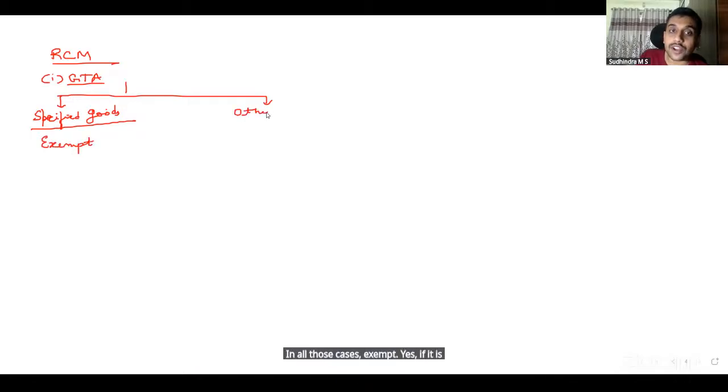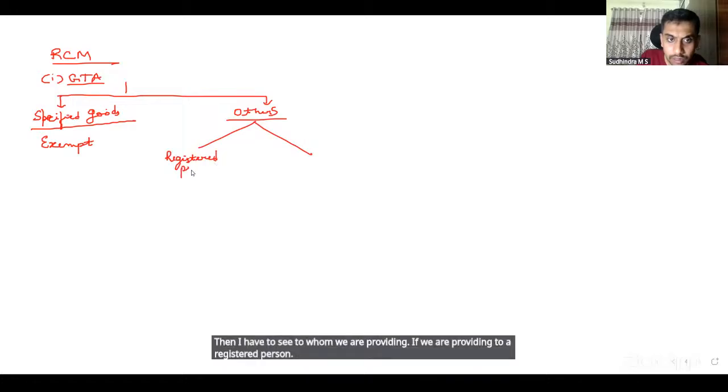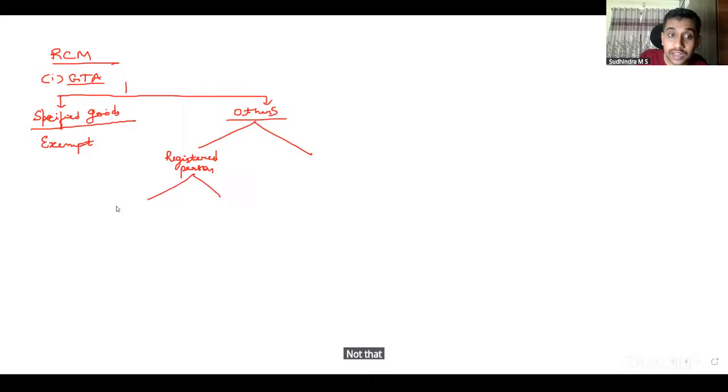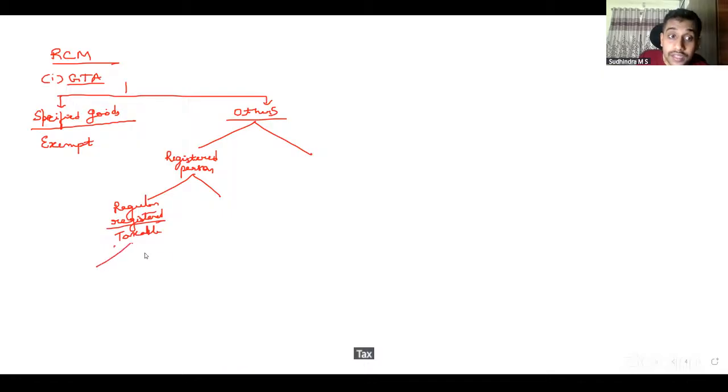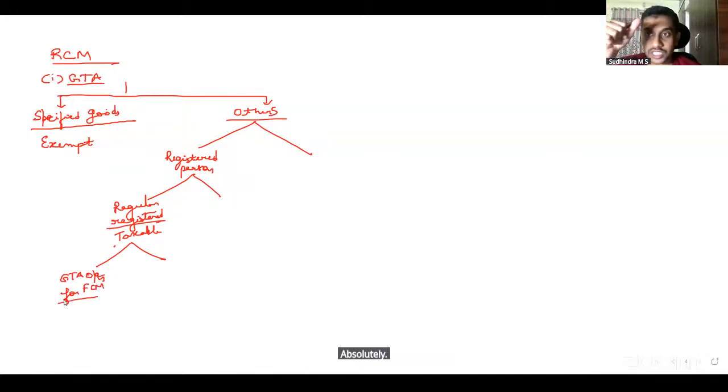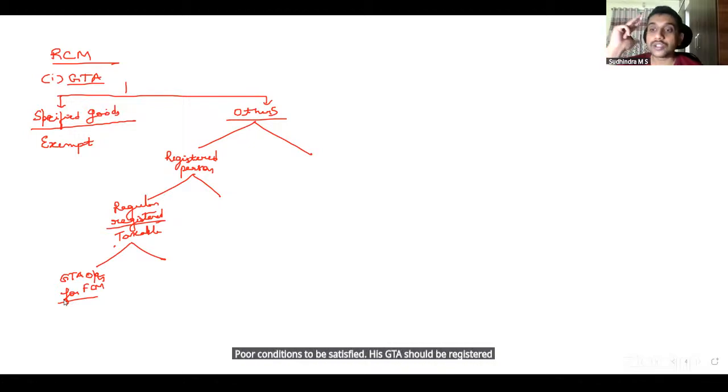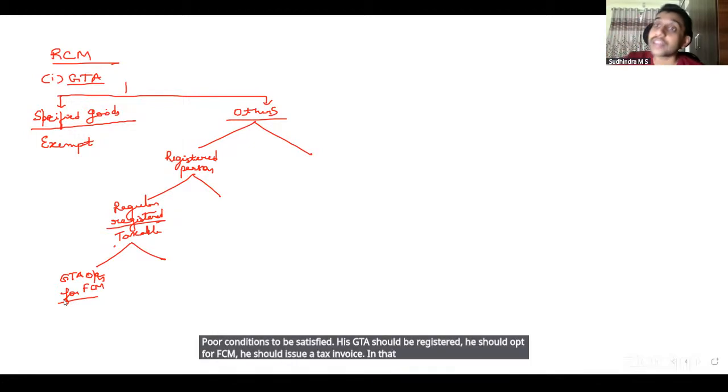If it is other than specified goods, then I have to see to whom we are providing. If we are providing to a registered person, RCM, not directly. If that registered person is a regular registered person, then it is taxable. Under taxable, if GTA opts for FCM, then FCM. Four conditions have to be satisfied: GTA should be registered, he should opt for FCM, he should issue a tax invoice, and in that tax invoice he should declare that he has opted for FCM. If those 4 conditions are satisfied, FCM.